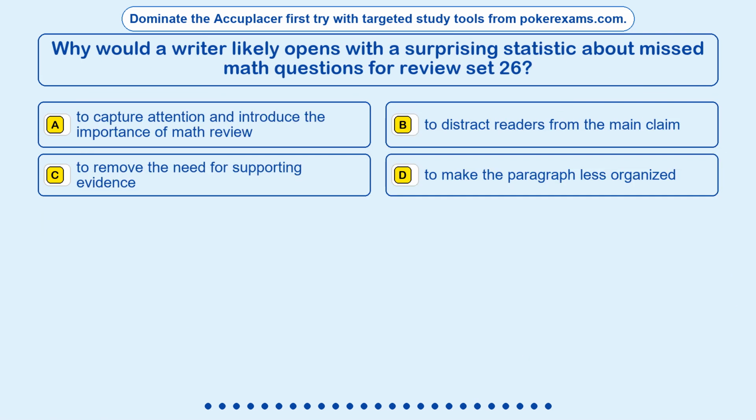Question 16. Why would a writer likely open with a surprising statistic about missed math questions for review set 26? Option A. To capture attention and introduce the importance of math review. Option B. To distract readers from the main claim. Option C. To remove the need for supporting evidence. Option D. To make the paragraph less organized.